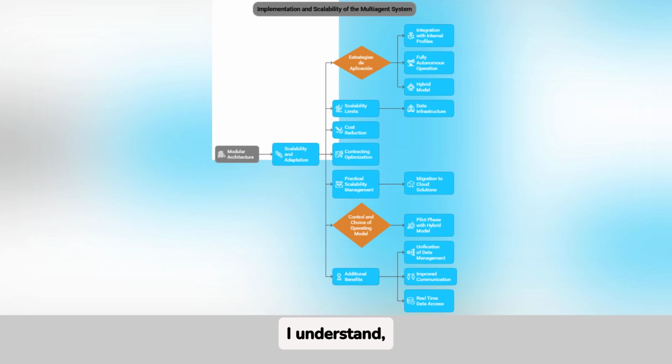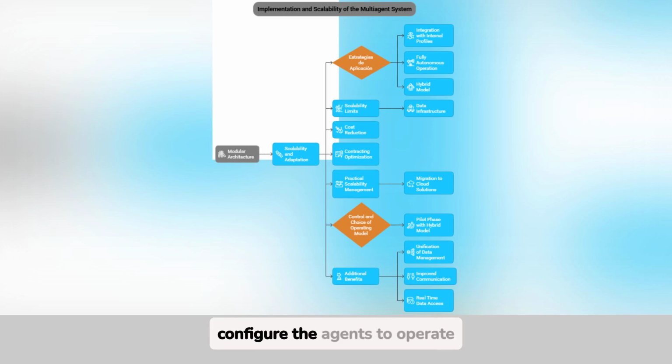I understand. Flexibility is key. That way, we can choose the degree of automation according to our needs and available resources. But is there any limit to the scalability of the system? Exactly. If we have in-house experts, the system can work in a complementary way, leveraging their capabilities. On the other hand, in areas where it is difficult to find specialized talent, we can configure the agents to operate autonomously, reducing dependence on external personnel.